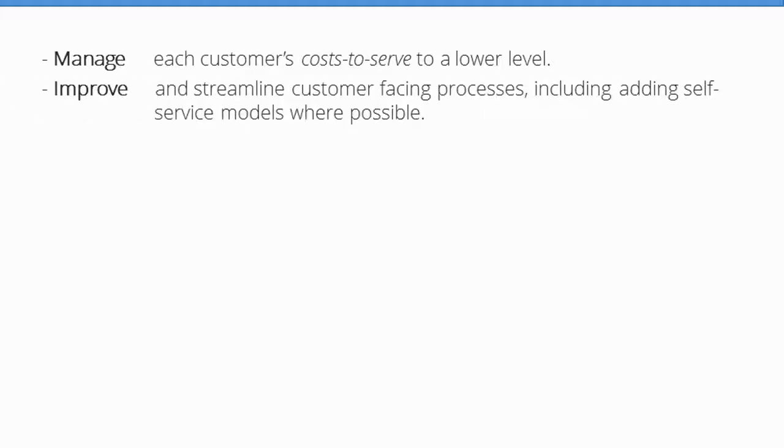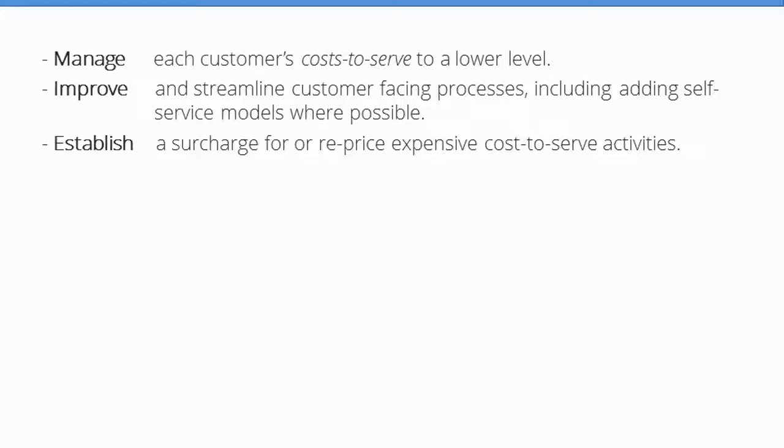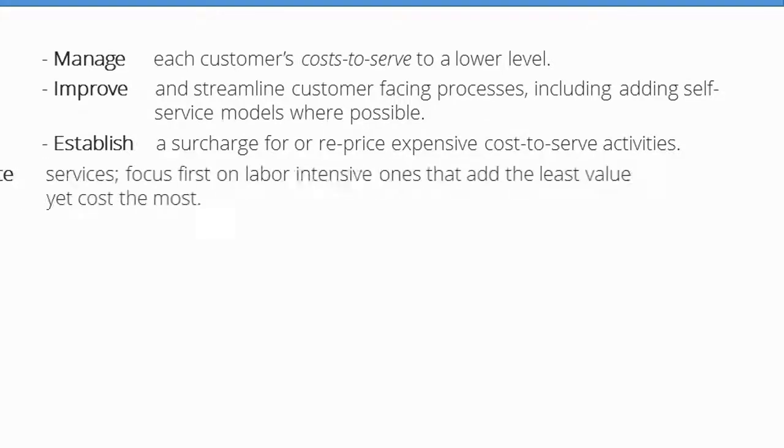So, what are the actions to make customers more profitable? And this will be a quick laundry list. Manage each customer's cost to serve to a lower level. Improve and streamline the customer-facing processes, including self-service models where possible, where the customer is basically doing the work that you normally would be doing, like kiosks at a hotel check-in. Establish a surcharge for or reprice the expensive cost to serve activities. To move those dots, remember, from the bottom right to the upper left, if there is a high demanding customer with special services, give them a surcharge, similar to the way the freight companies have 1-day, 2-day delivery.